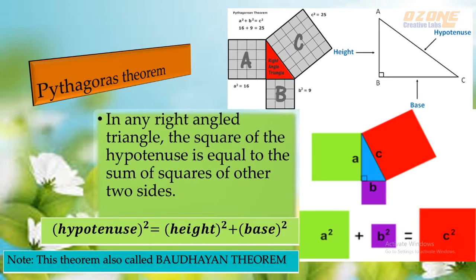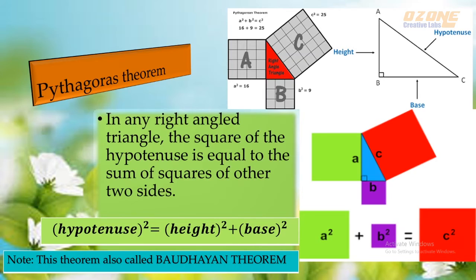We can prove Pythagoras theorem using this picture. Here one triangle with the sides A, B and C is given, and with each side we are forming a square. The red square will have an area of C square, the green square will have an area of A square, and the violet square will have an area of B square. So C square will be equal to A square plus B square. That is Pythagoras theorem.